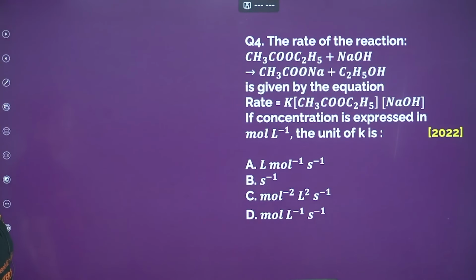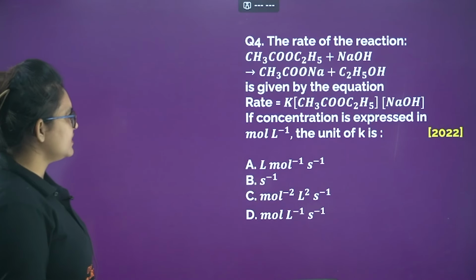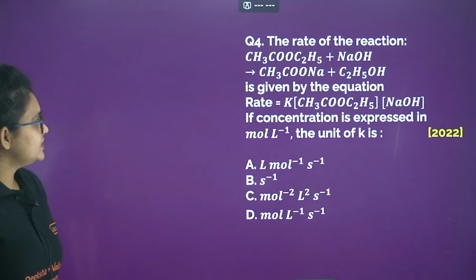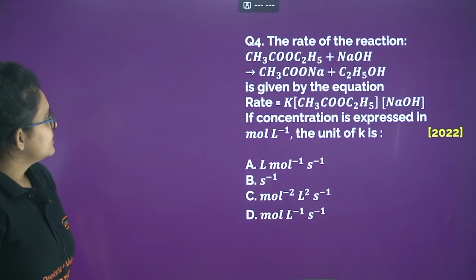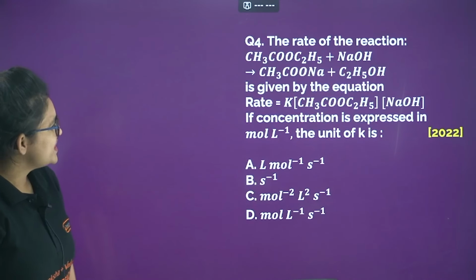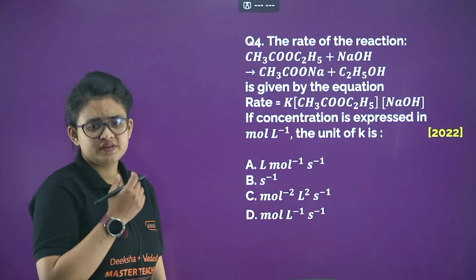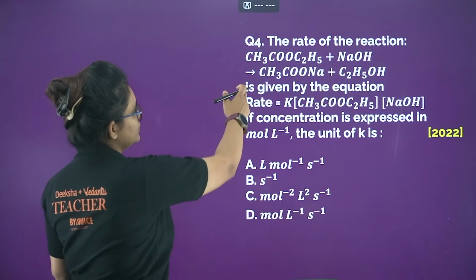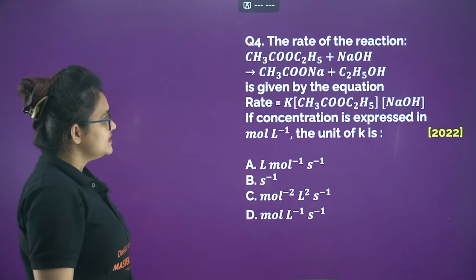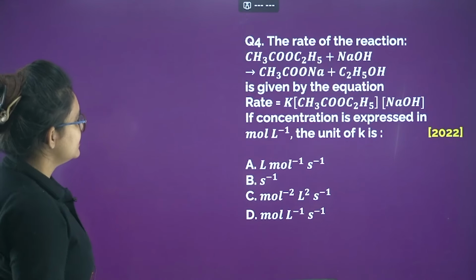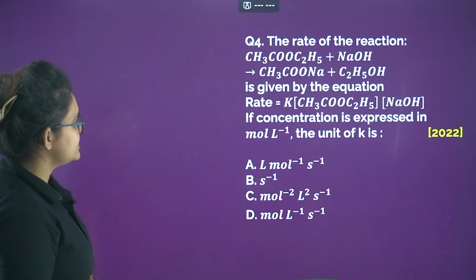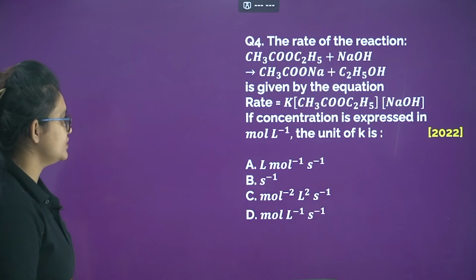Okay, let's proceed for the next one. Here you can see the rate of the reaction for this particular reaction. It is a base catalyzed hydrolysis of ester. Okay, it is an ester group and here you are having base. The rate is given by this equation. If the concentration is expressed in terms of mole per liter, what is the unit of K?